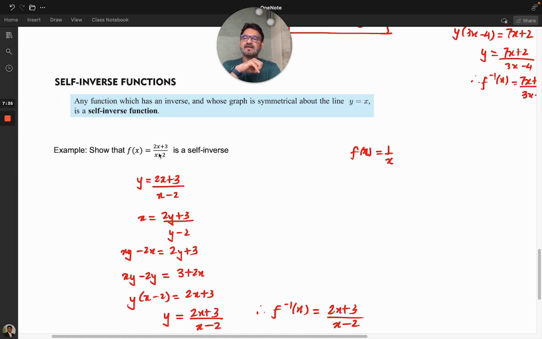Example, show that f(x) is equal to (2x plus 3) upon (x minus 2) is a self-inverse. So you start with this, you replace x with y, y with x, cross multiply, make y the subject. Correct? So you'll find that whatever the function is, your inverse is the same. This is called self-inverse. The other example of self-inverse is f(x) is equal to 1 over x. So you try finding the inverse of this, it is also 1 over x.